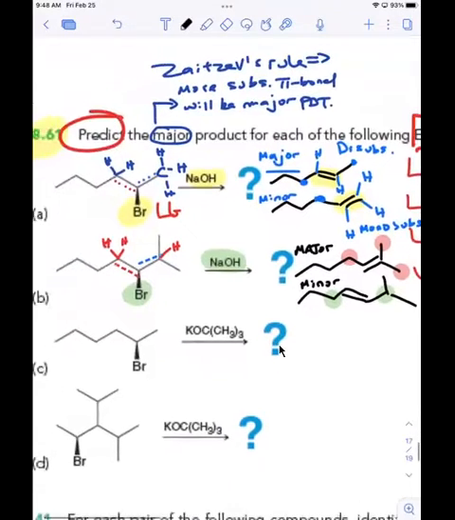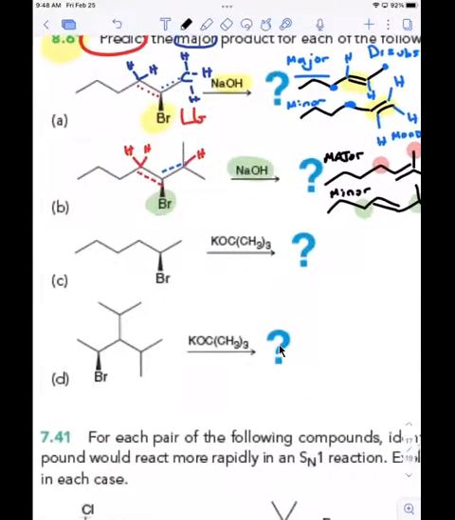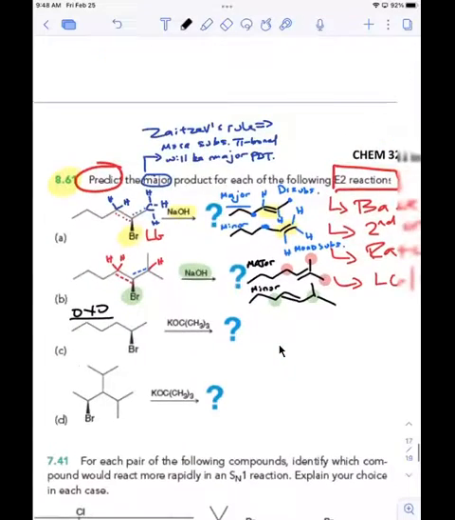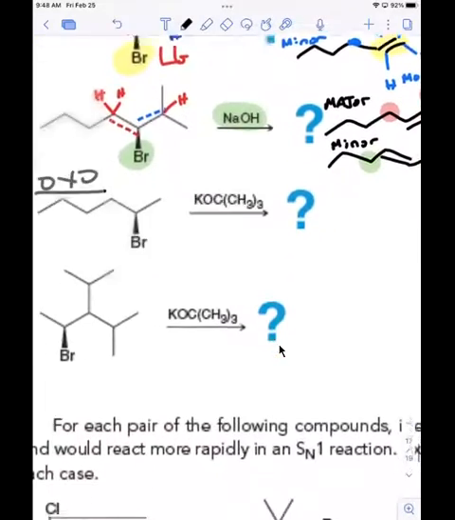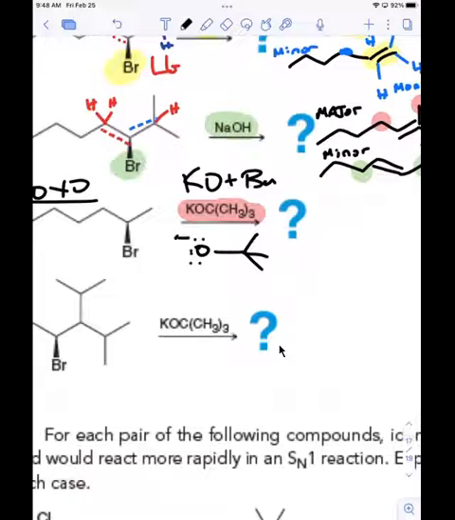Let's do the next. Actually, let's not do C. You can do C on your own because it's just like A. The only difference is the carbon chain is shorter and it's a different base. This base right here, you'll see it written as KOtBu. Sometimes you'll see it written out like this. It's a very good base. This is negative, and then potassium positive, potassium tert-butoxide.